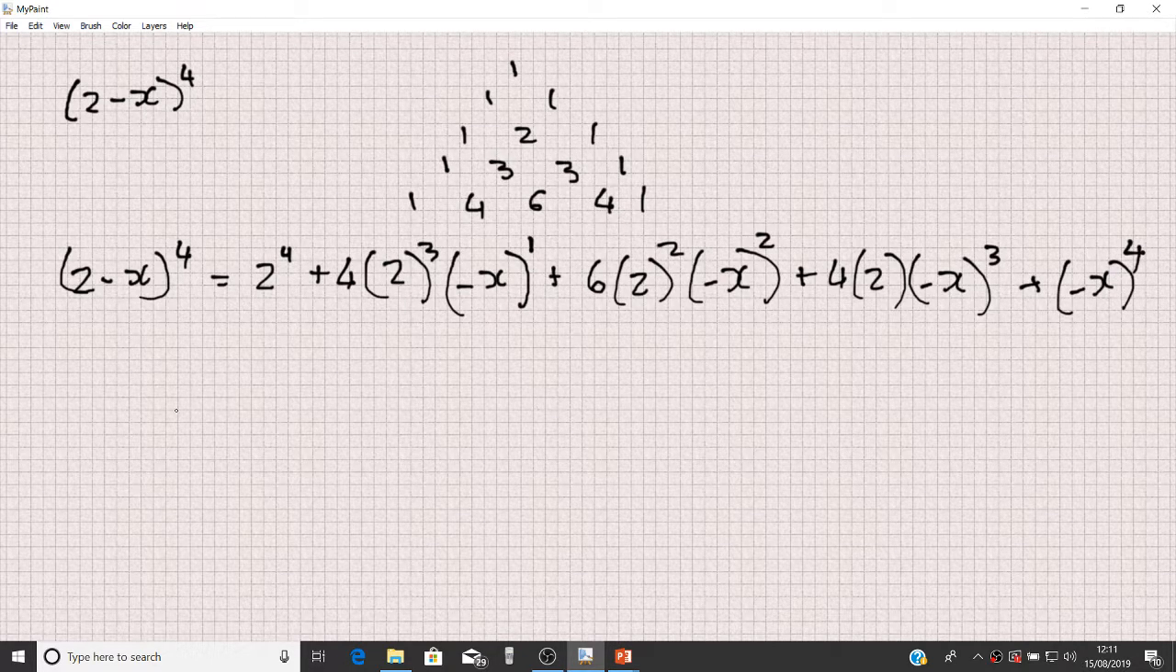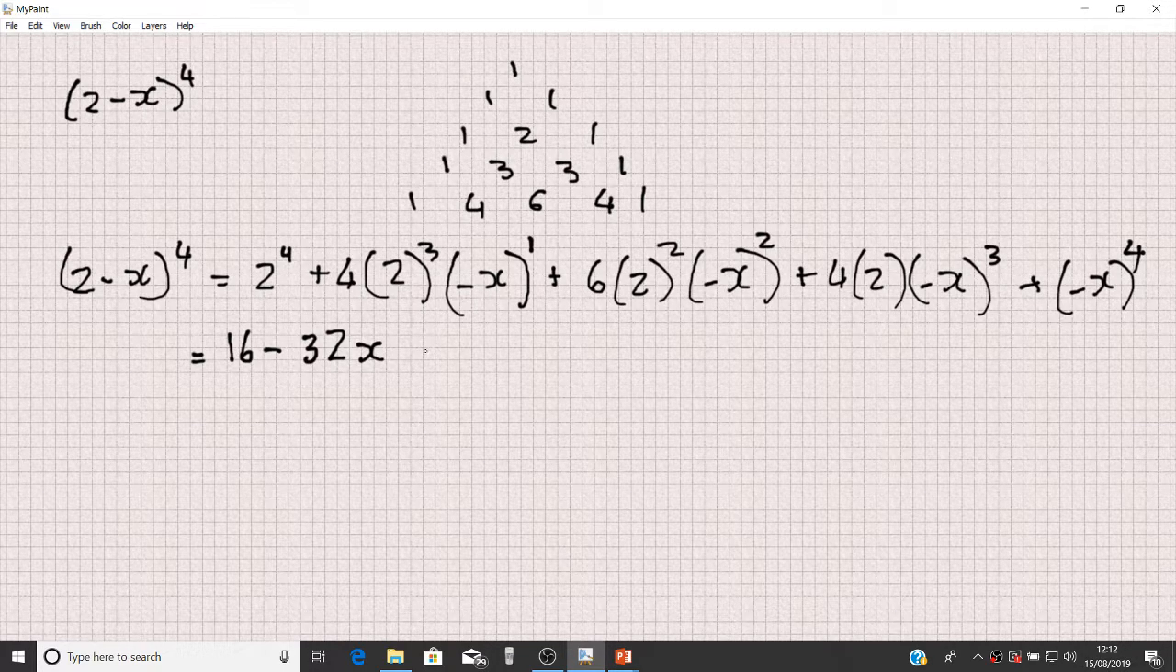So we'll simplify that. 2 to the power of 4 is 16. And be careful here, we have a minus x to the power of 1, so the next term is going to be negative. 2 cubed is 8. 8 fours are 32. So minus 32x to the power of 1. And we've taken the negative into account.